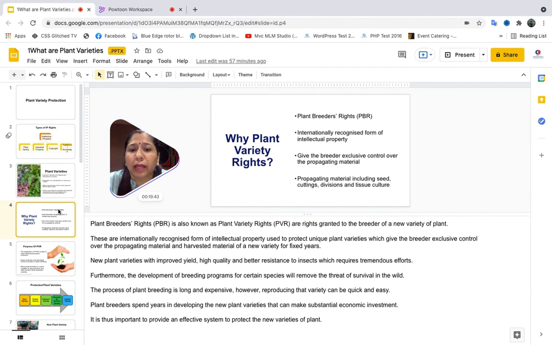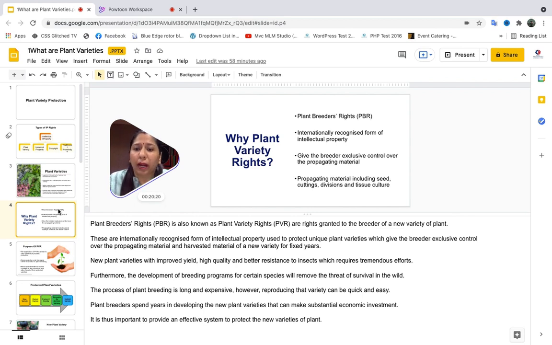Now, the next question arises: why plant variety rights? Plant variety rights are also known as plant breeders' rights. They are basically granted to the breeder of a new plant variety. These are an internationally recognized form of intellectual property, used to protect unique plant varieties, which gives a breeder or a farmer exclusive control over the propagating material along with harvested material. This propagating material would include seed, leaves, and fruits of that plant.